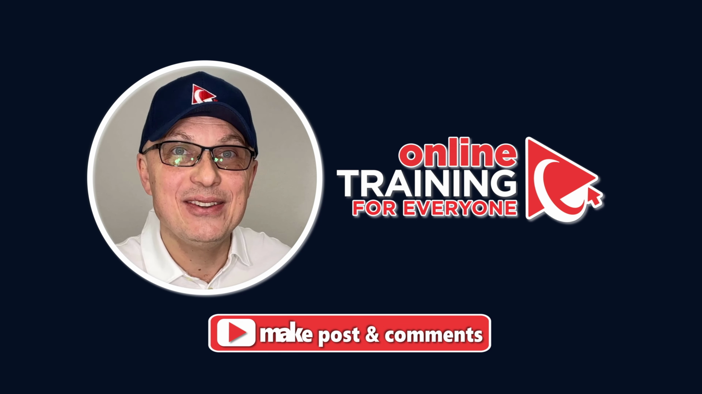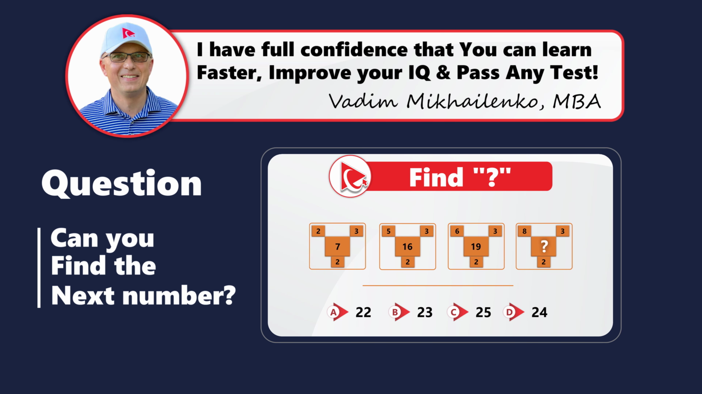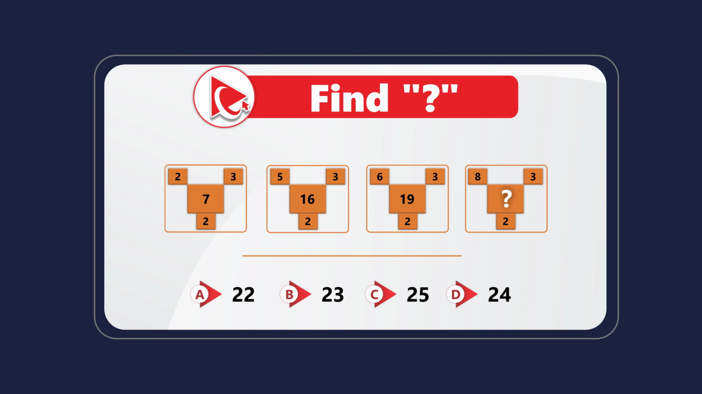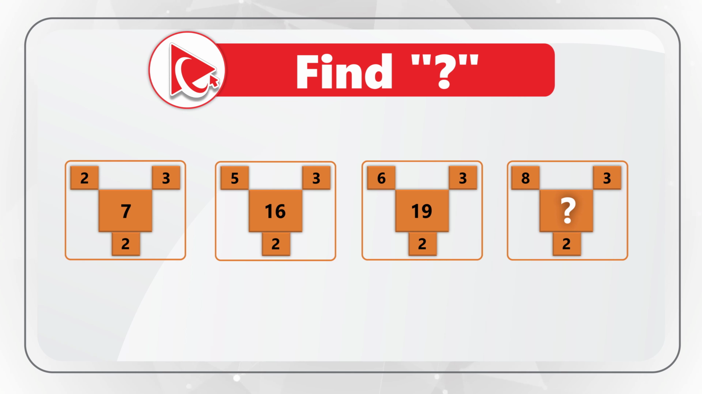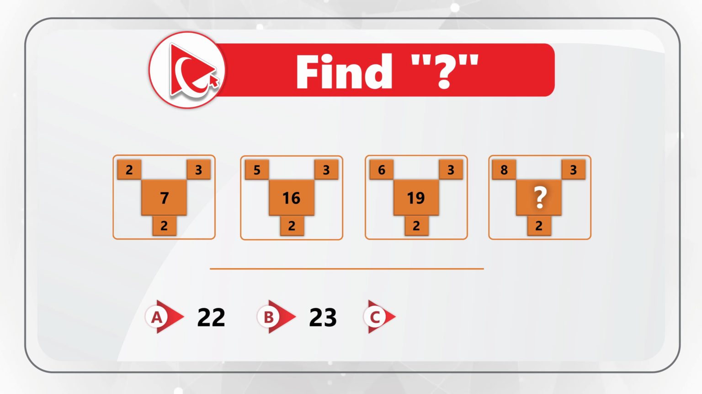And now let's continue to get you ready for the test. Here's a question of intermediate complexity we frequently see on the test. You're presented with 4 shapes, and 1 shape has a missing number in the middle. You need to calculate the pattern and calculate the missing number, selecting it from one of 4 possible choices. Choice A, 22. Choice B, 23. Choice C, 25. And then last but not least, choice D, 24.